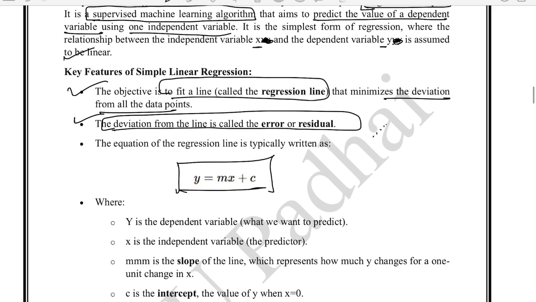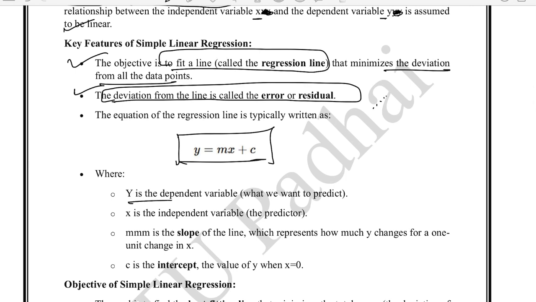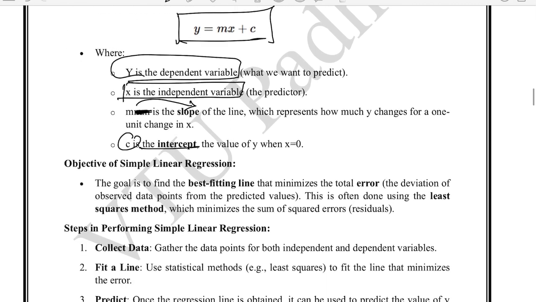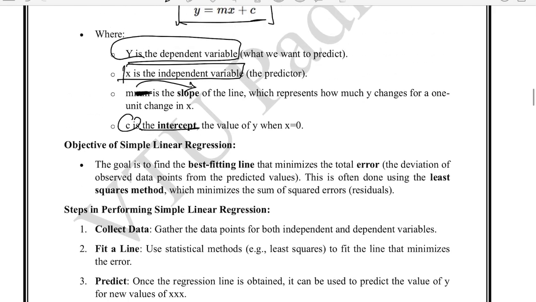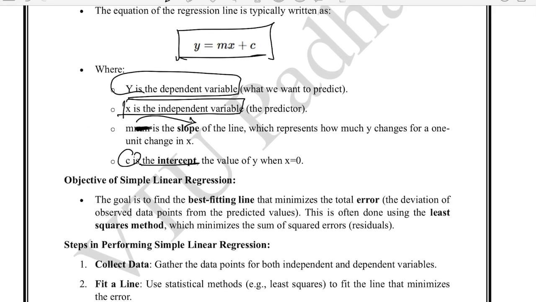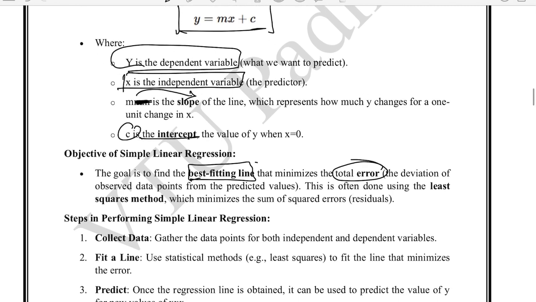So what is the equation? Y equal to mx plus c. Y is the dependent variable, x is the independent variable, m is nothing but the slope of the line, and c is nothing but the intercept. Okay, what is the objective of simple linear regression? My objective is the best fitting line I'll get from this, and also it will minimize my error. Okay, that is all about the simple linear regression.